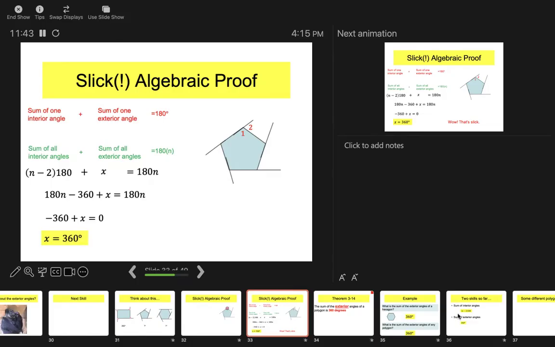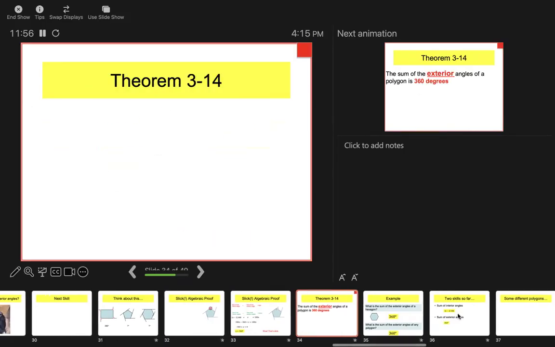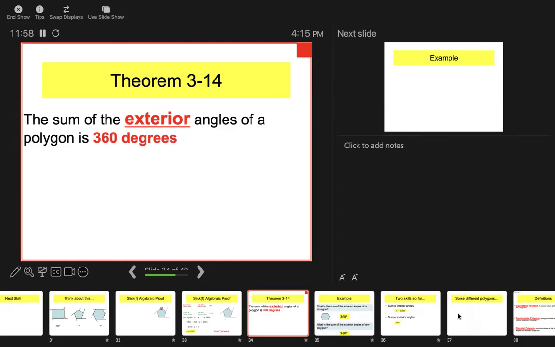So for interior angles, it's n minus 2 times 180. But for exterior angles, there's not a formula there. There's just a number. That means for all polygons, the sum of the exterior angles is 360. Well, that's not a formula. That's just a number. That makes our life easy, actually. So theorem 3.14 says the sum of all the exterior angles is 360 degrees. No formula necessary.